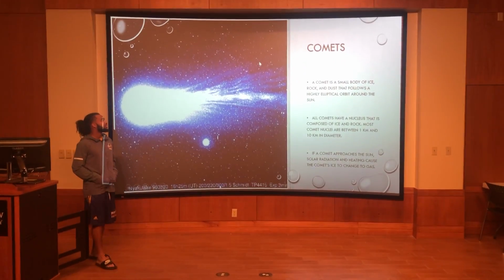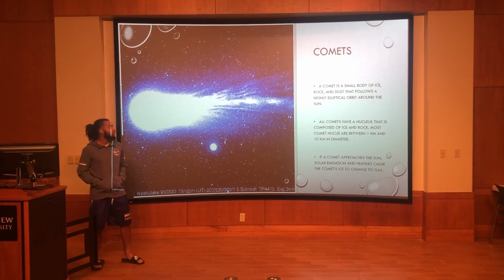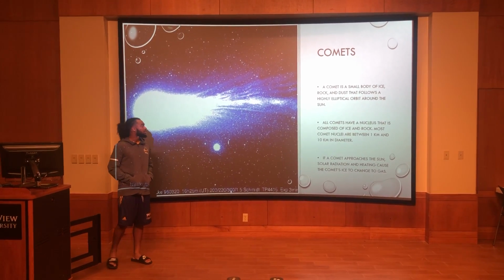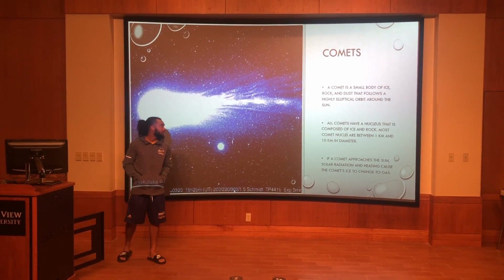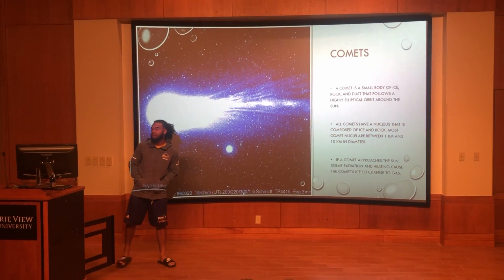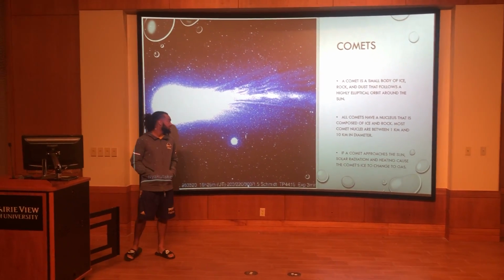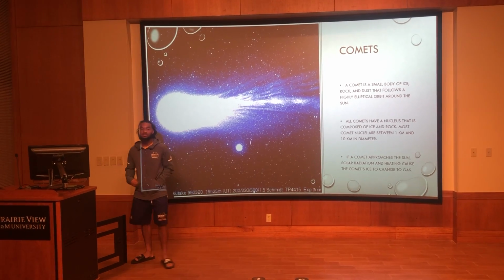Comets. A comet is a small body of ice, rock, and dust that follows a highly elliptical orbit around the sun. All comets have a nucleus that is composed of ice and rock. Most comet nuclei are between 1 kilometer and 10 kilometers in diameter. If a comet approaches the sun, solar radiation and heating cause the comet's ice to change to gas.